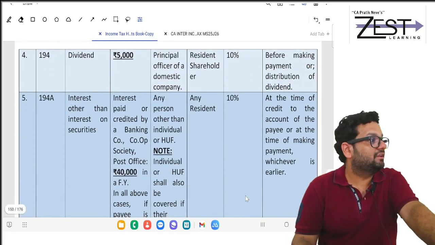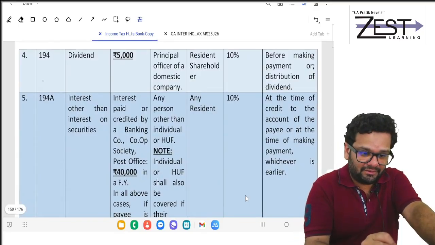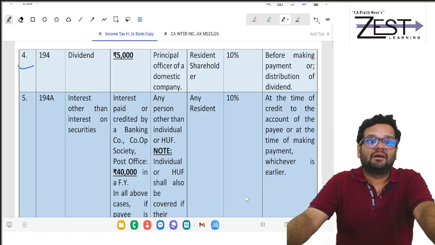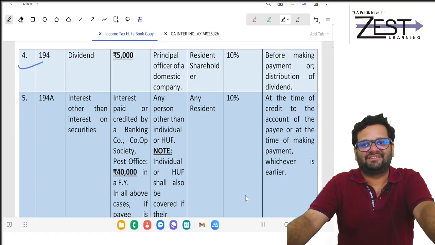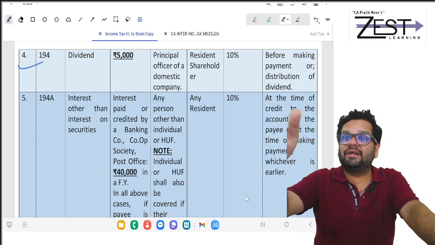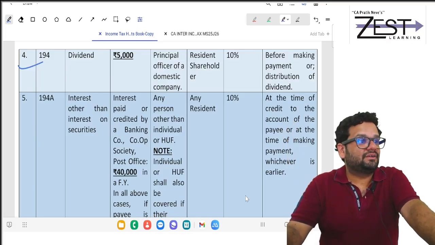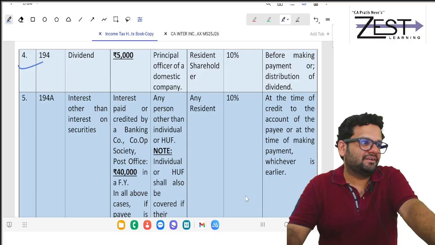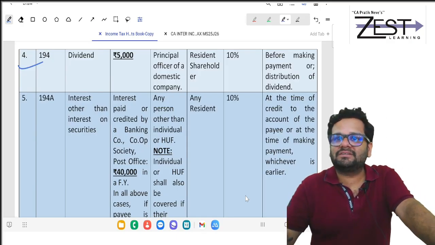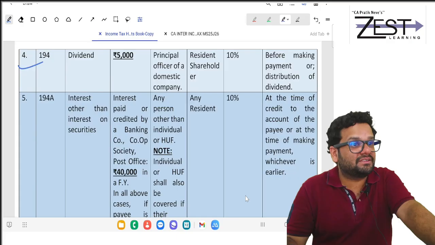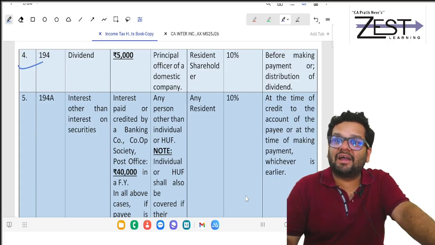Three sections done. Fourth section: you were saying dividend. Yes. So dividend. The dividend section was useless till the last three years because the company used to pay DDT, dividend distribution tax, and dividend used to be fully exempt in the hands of the assessee. But now what has happened? There is nothing called DDT. Otherwise, I would have taught you. There is nothing called DDT, and dividend is taxable in the hands of the assessee under the head IFOS.